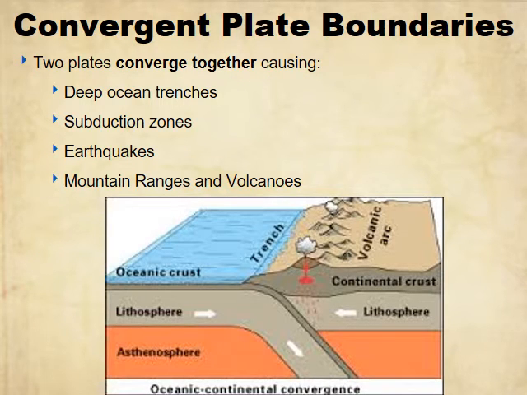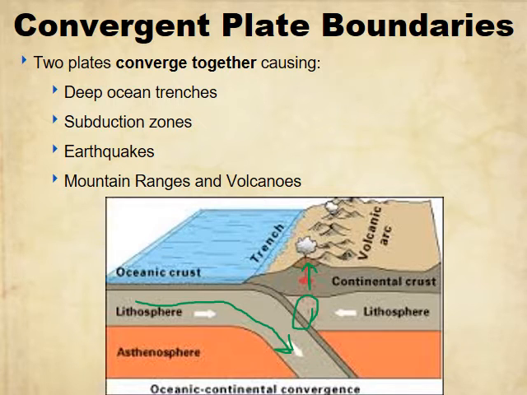Okay. So convergent plate boundaries, when two plates converge together. When this happens, when there's any sort of oceanic crust, you get deep ocean trenches, subduction zones, earthquakes, mountain ranges, and volcanoes. So as your crust goes down underneath, it creates chaos right here. And what that does is that forces magma to go up, and that's why you get your volcanoes here.